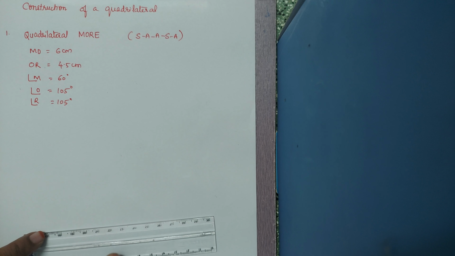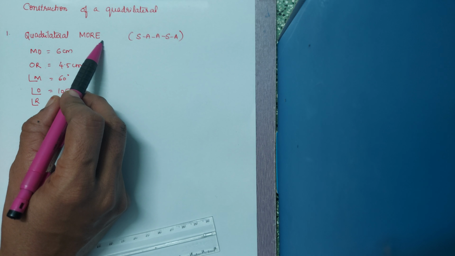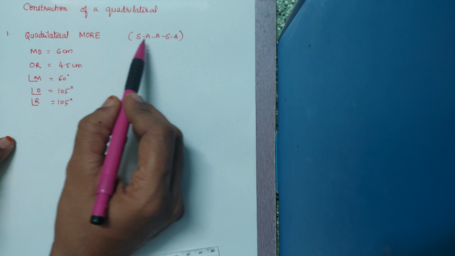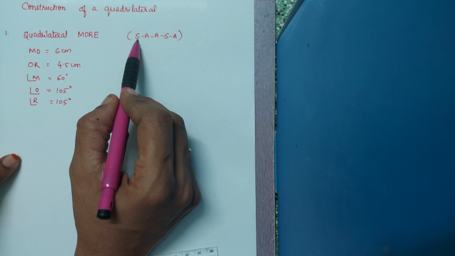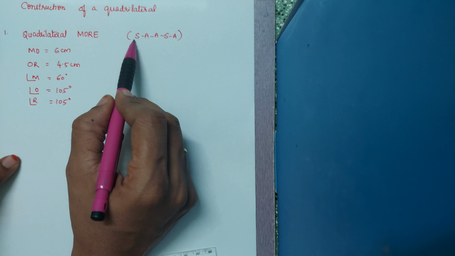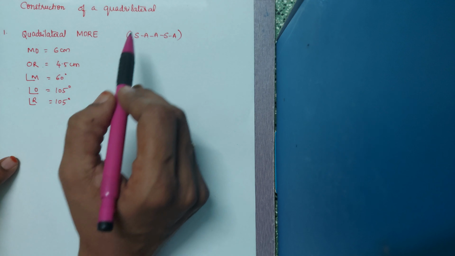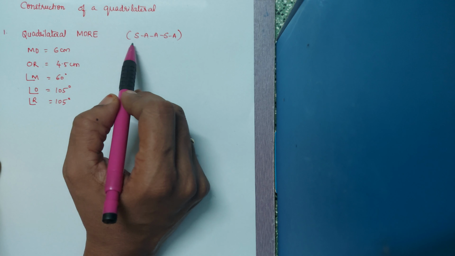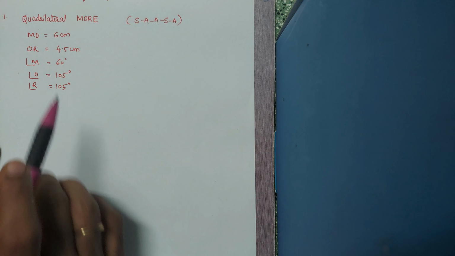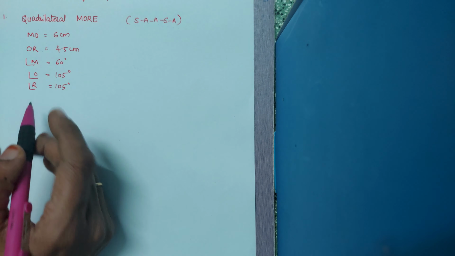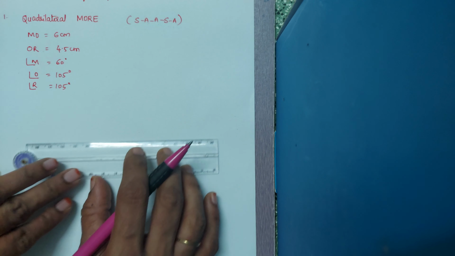Now let's see construction of a quadrilateral MORE, given one side, two angles, another side and an angle. So you have 5 measurements. Only when you have 5 measurements can you construct a quadrilateral. If you have only 4 or 3 measurements, you cannot. So now these are the measurements given. Always the first step is to draw a rough diagram.